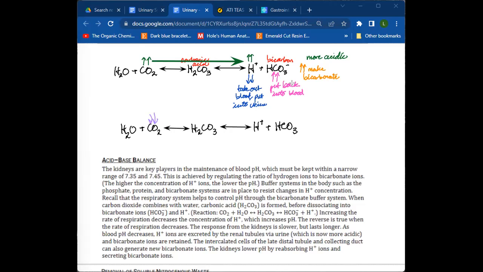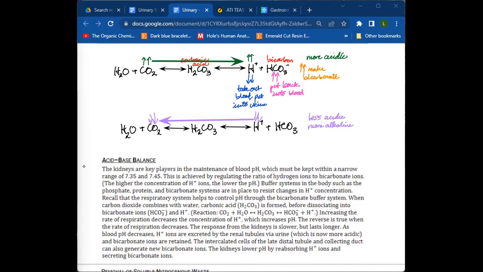And that's actually going to cause the reaction to shift to the left. And as the reaction shifts to the left, that will mean that the concentration of hydrogen ions is going to go down. And as the concentration of hydrogen ions goes down, that means that the blood is going to become less acidic, in other words, more alkaline or more basic. And this is what causes respiratory alkalosis.